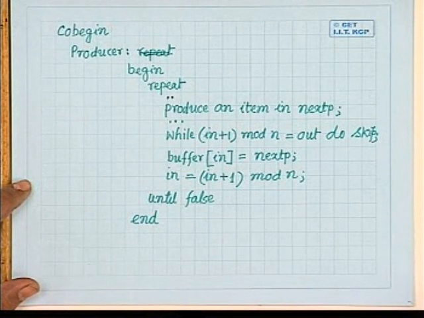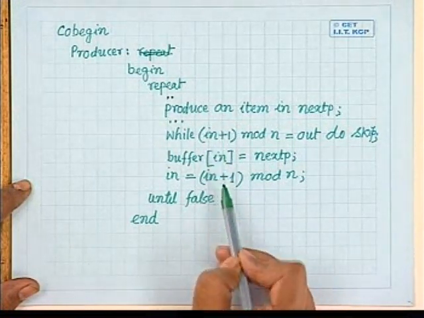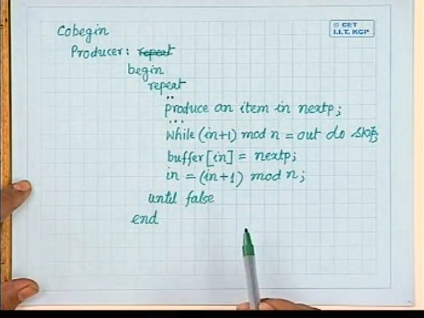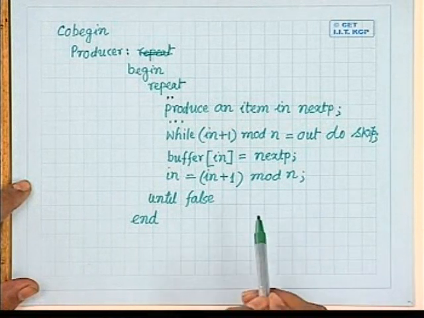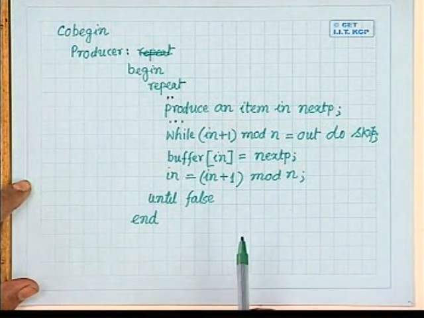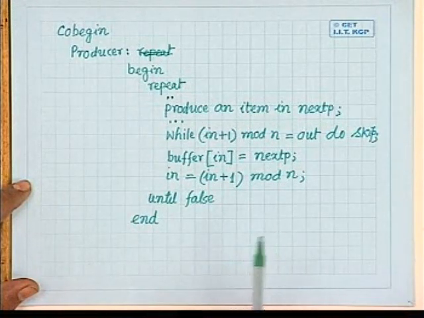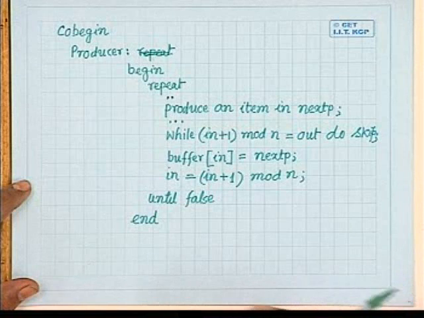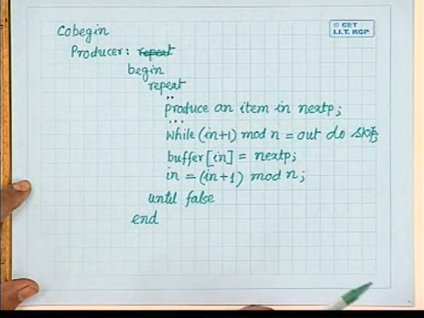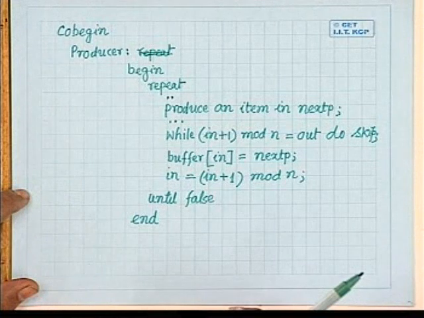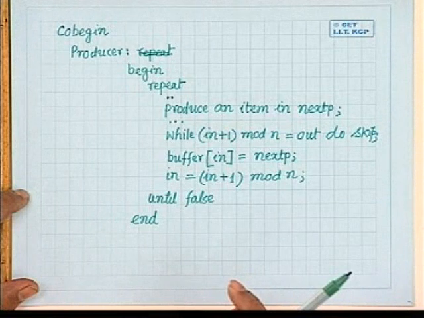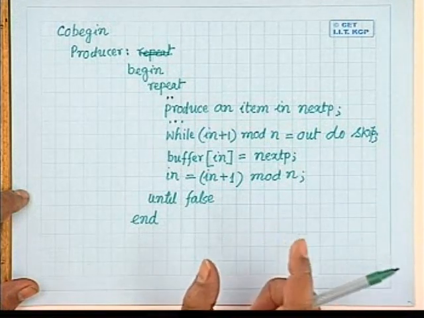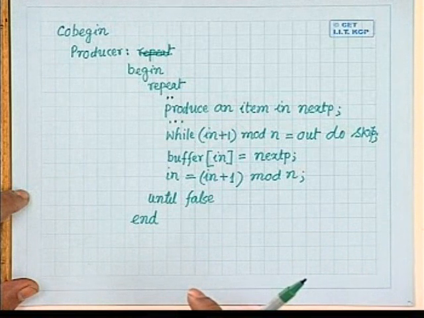So what can be done is, in addition to using the in and out pointers, we can have a counter. The responsibility of the producer will be to increment the count whenever it puts an item into the buffer, and the counter will be decremented by the consumer whenever it consumes an item from the buffer. The counter is initially zero. So at any instant, the value of the counter will indicate how many items are present in the buffer at that particular instant of time.